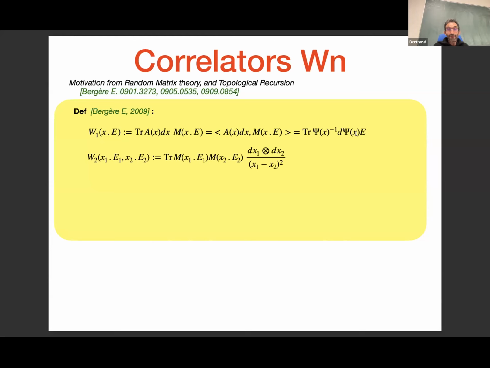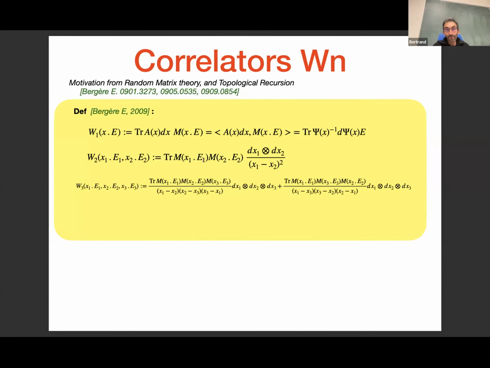We also define W2 in this way. We take the trace of M at point x1, e1 times M on another flat section x2, e2, and we multiply by this quantity that has a double pole. Just let me observe one thing here. I could multiply two matrices that belong to different fibers of the bundle. I can do that because this is a trivial bundle. If the bundle were not trivial, the formula would be more complicated, but here for simplicity, I restrict to trivial bundles.